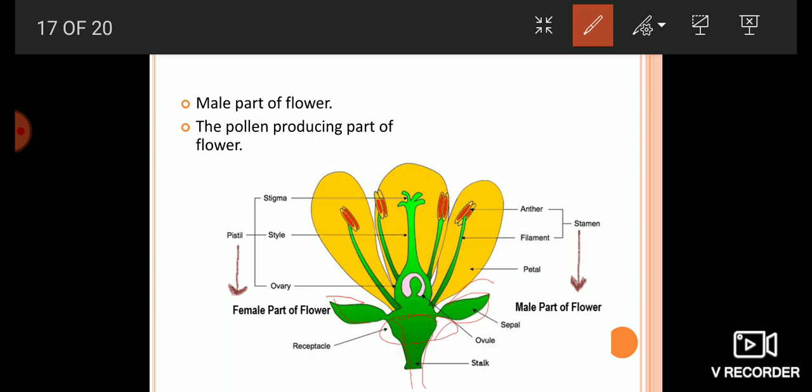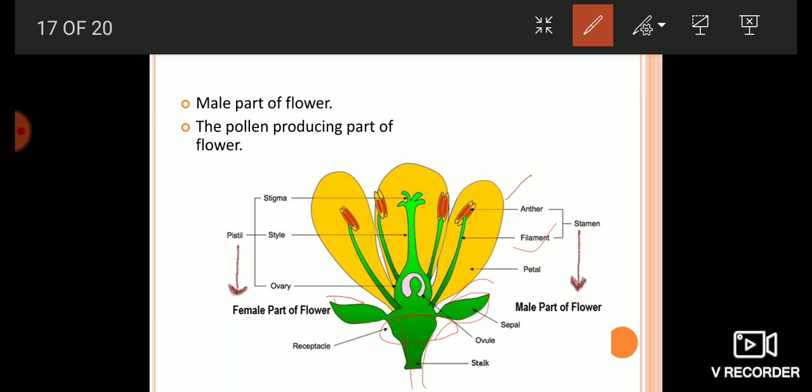After that, the male reproductive parts and the female reproductive parts are present. First there is the male reproductive part called the stamen. The stamen consists of the lobe portion called the anther, and the stalk of the stamen called the filament. So the stamen generally consists of two parts, the anther and the filament.